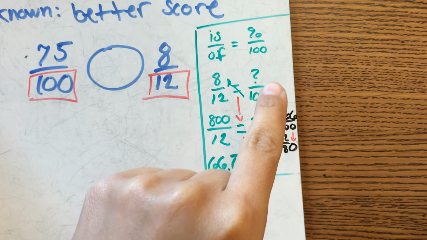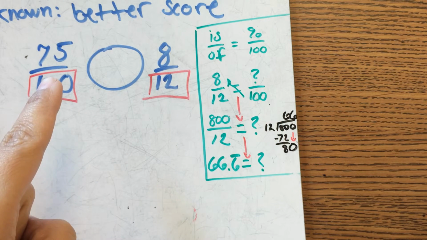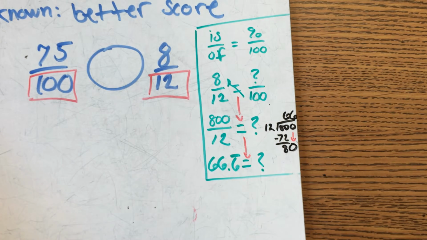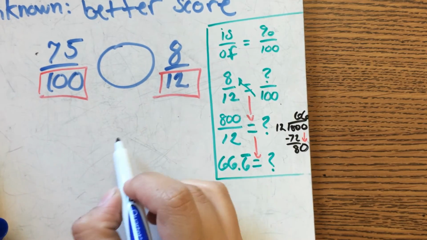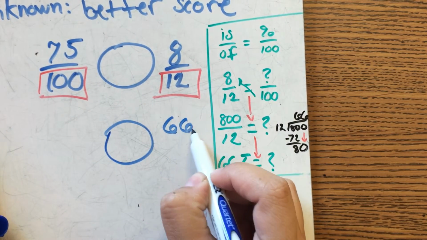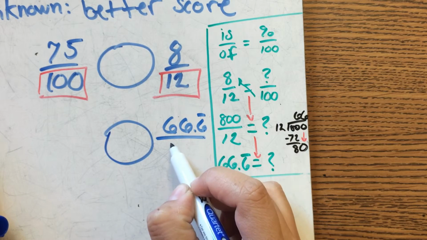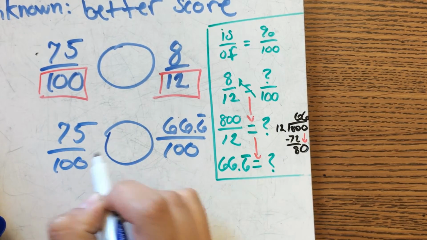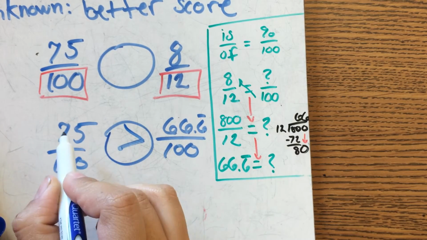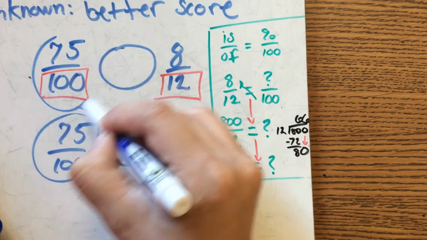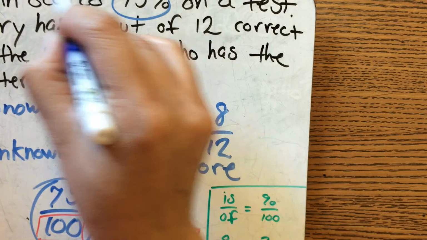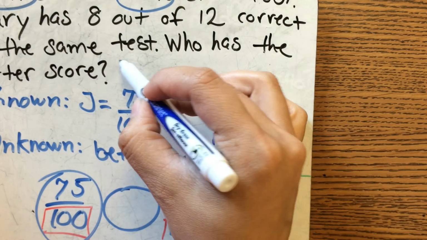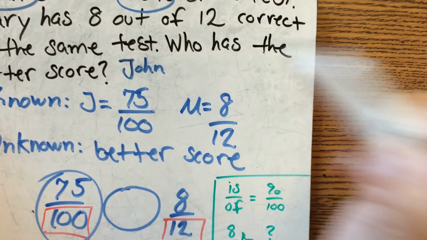66.6 repeating percent compared to 75%. Ready? Which one's bigger? This one's bigger. Who got that score? John. John has the higher score. That's it.